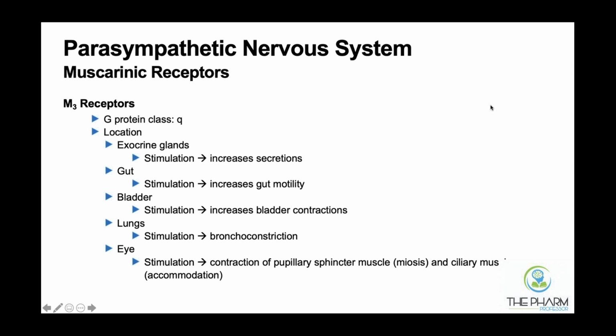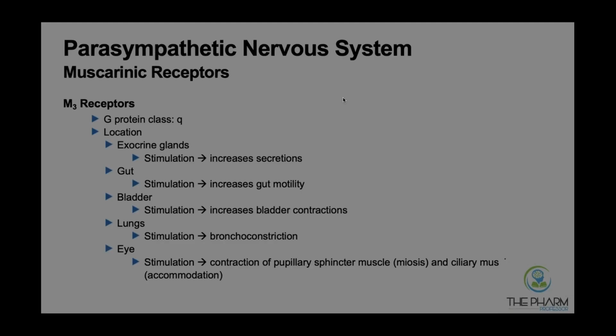Which receptor can I stimulate to cause meiosis and accommodation? And once again, that answer is M3, that muscarinic type 3 receptor in this parasympathetic cholinergic system. So we talked about how cholinergic's first 4 letters are CHOL, and that will bring us to our first drug in a second.